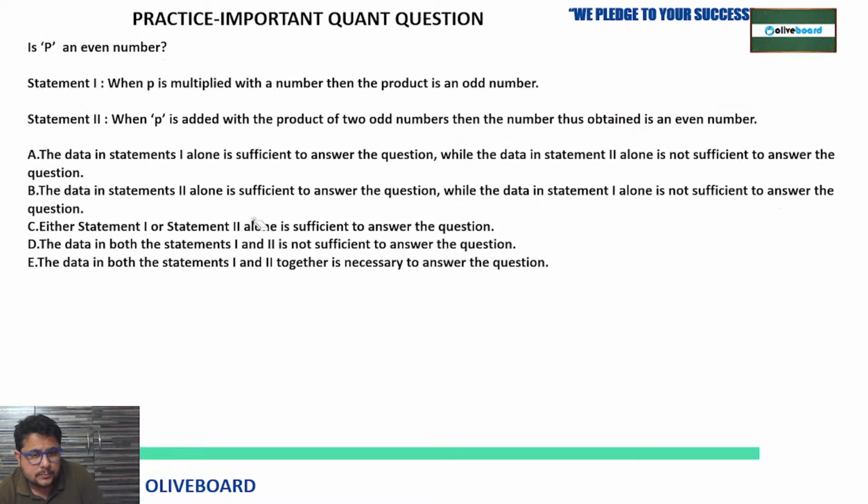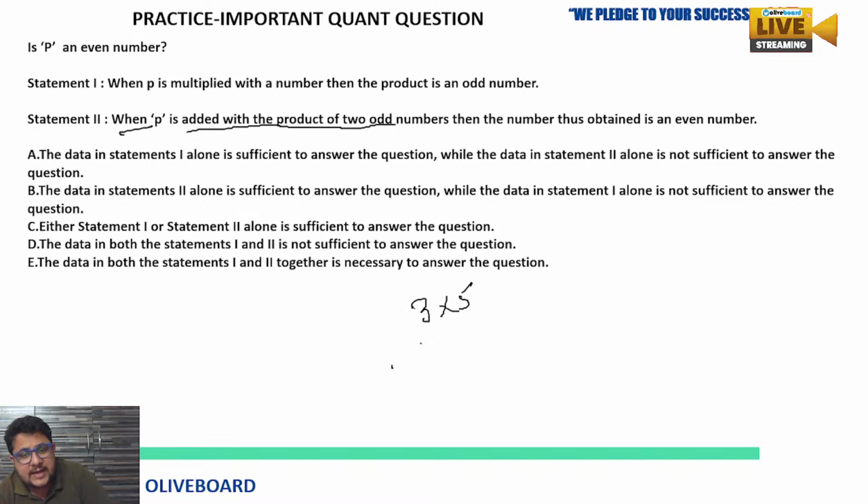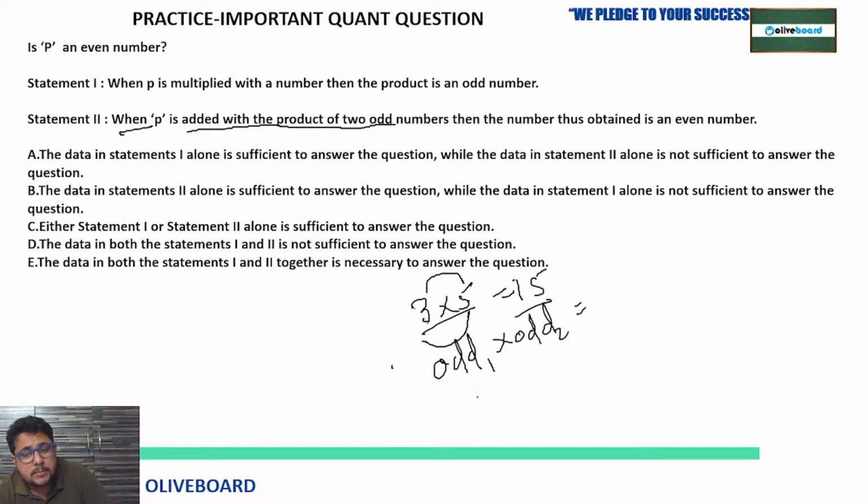Now see, in the second statement itself, that is not the sum, that is a product. When P is added to the product of two odd numbers, the product of two odd numbers is always going to be what? 3 multiplied by 5 will always give you an odd number. The product of two odd numbers is always an odd number. So we are adding P.